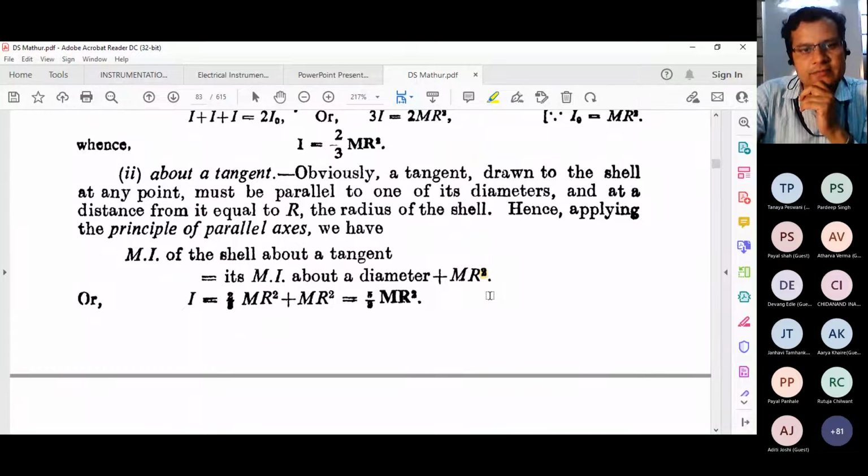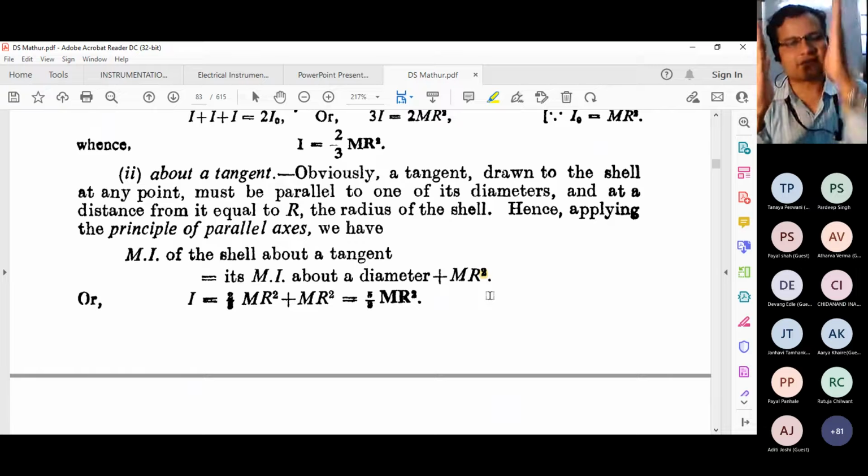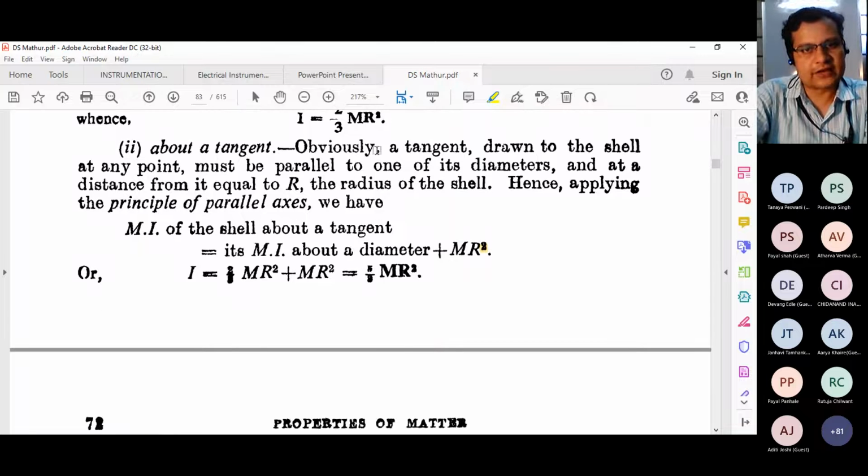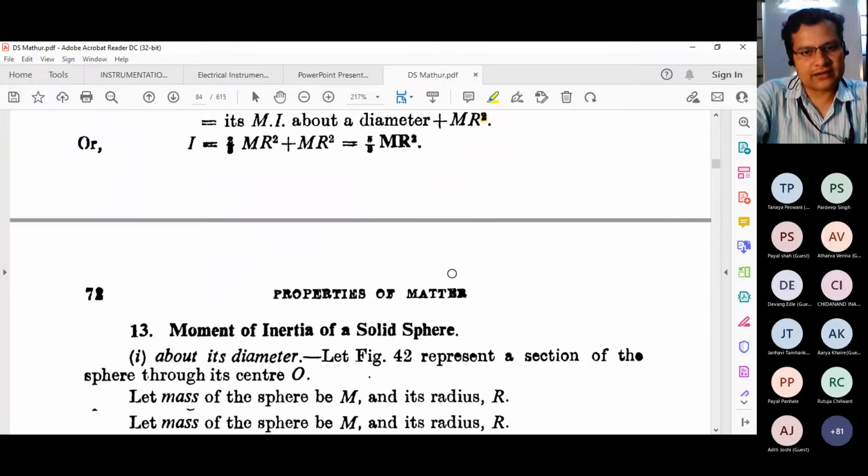Why mr square? Because this is the tangent, wherever you draw it to this spherical shell, it comes parallel to its diameter. So whenever you draw the axis about its tangent, there is a perpendicular distance, but it is parallel to your diameter. So we need to use the parallel axis theorem over here to determine the total moment of inertia about its tangent, which comes out to be the moment of inertia about its diameter plus m into r square. So we add mr square to the moment of inertia about the diameter we just calculated, 2 by 3 mr square, and that value comes out to be 5 by 3 mr square.